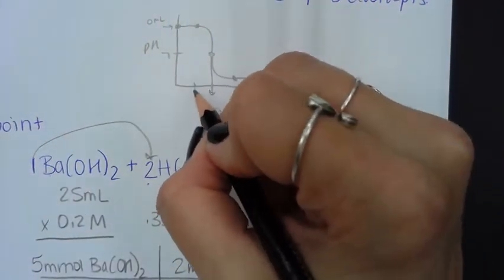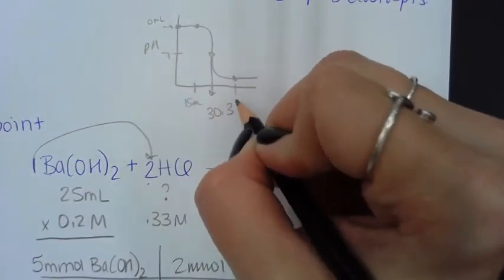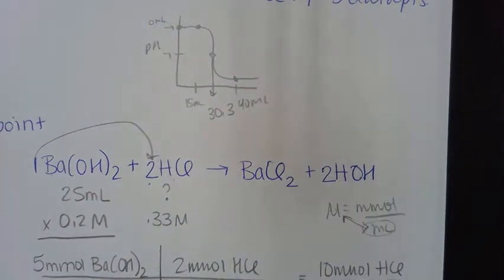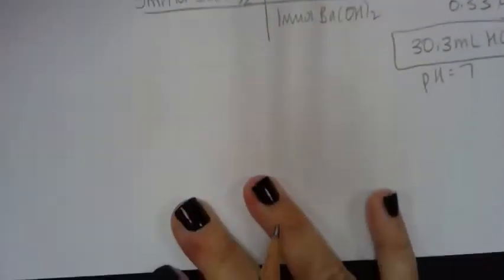So I'm going to do halfway between that. So I'll do 15 milliliters and then I'll do 40 milliliters. I just picked one that was after. So let's start with our initial pH when I've added 0 of the acid.